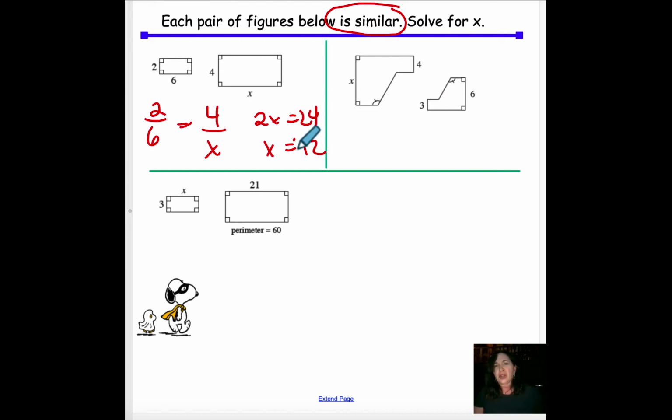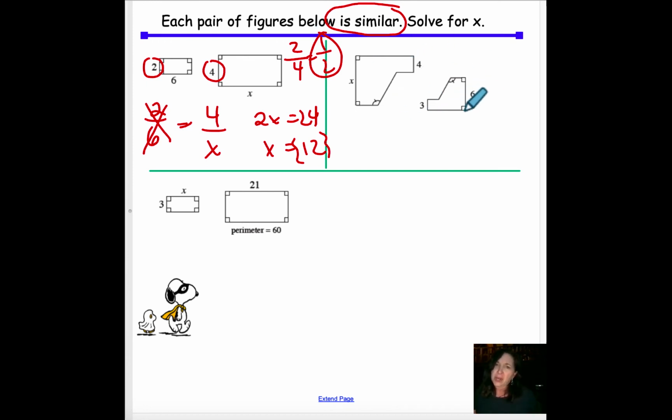Now, just a note, I am going to ask you for the scale factor again, and the scale factor is not 2 over 6. The scale factor, again, compares one side of one shape to the other corresponding side of the other shape. So the scale factor would be 2 is to 4 or 1 is to 2. That's what it would be.